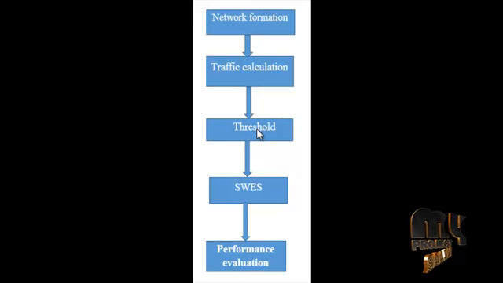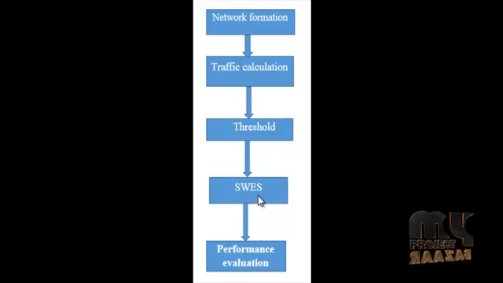From the traffic value, we can calculate the threshold value which minimizes the energy consumption. The threshold value is used to shut down the base station when the traffic of the particular base station exceeds this value. The threshold value also ensures that the switching of the base station does not affect the network stability and the quality of service of the user. The next is the SWES algorithm.